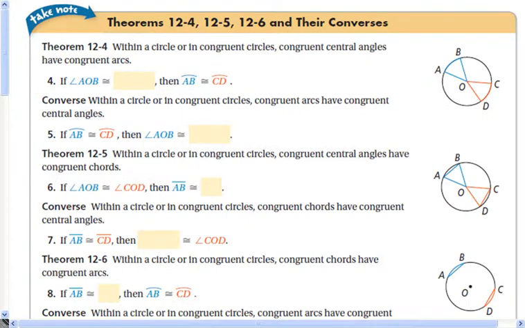All right, so there's a couple of theorems we're going to use here. Theorem 12-4 says within a circle or in congruent circles, congruent central angles have congruent arcs. So if angle AOB is congruent to angle COD, then arc AB is congruent to arc CD. I'll let you go ahead and read the rest of them and try and fill in your answers.